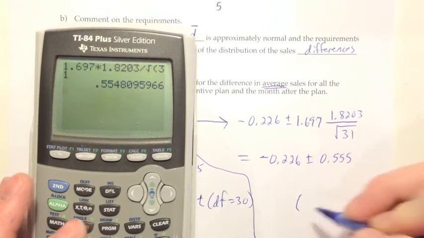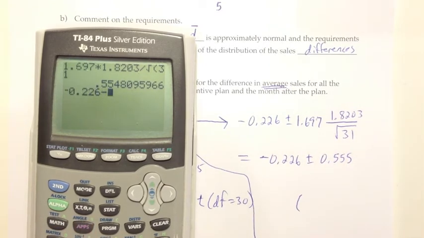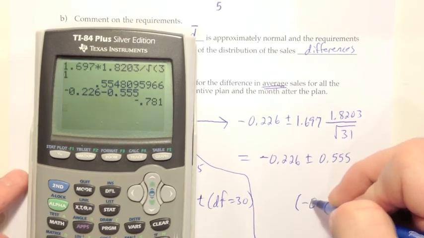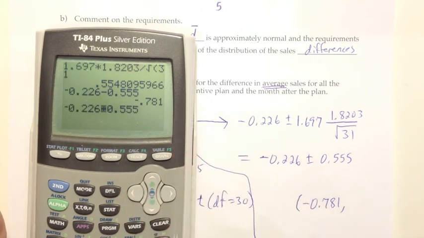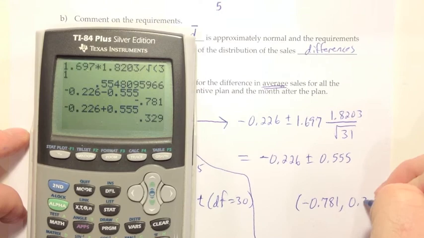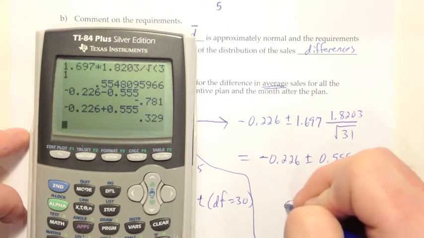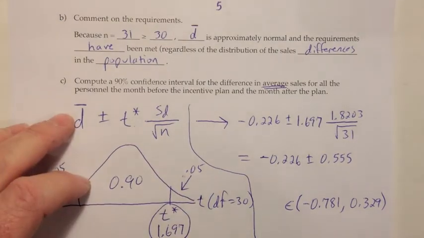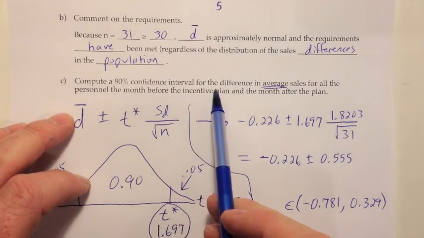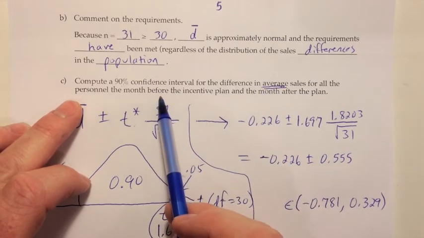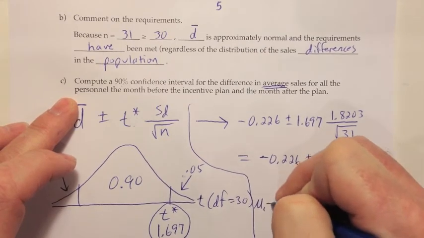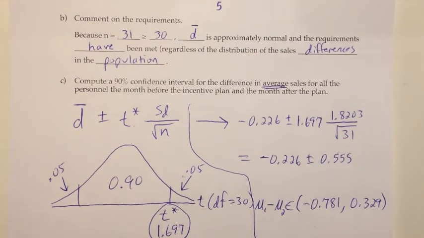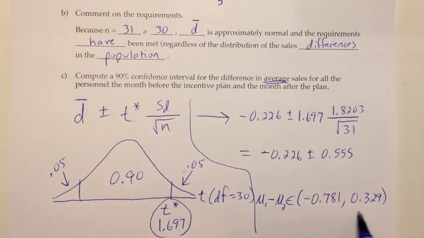And then we want to do the subtraction and the addition. So if we subtract, let's see, negative 0.226 minus 0.555, we get negative 0.781, and if we add, we get 0.329. And then what is it that we're supposed to write as an element of this interval? So we are supposed to be computing a 90% confidence interval for the difference in average sales before and after. So the sales before would be mu1, the sales after would be mu2, and they want the difference between those two. So we're 90% confident that the difference in those sales is somewhere in this range, from negative 0.781 to 0.329.